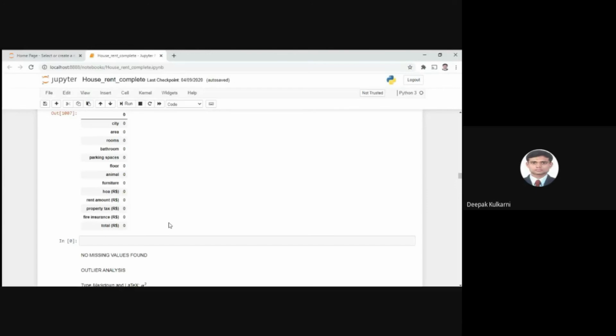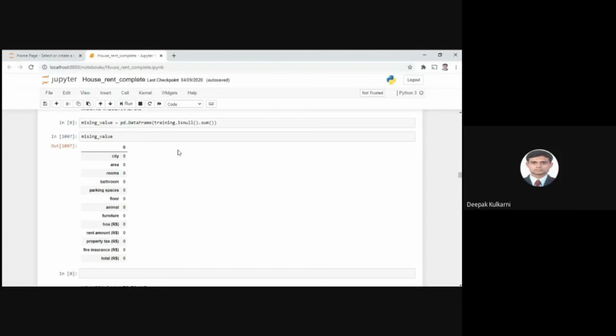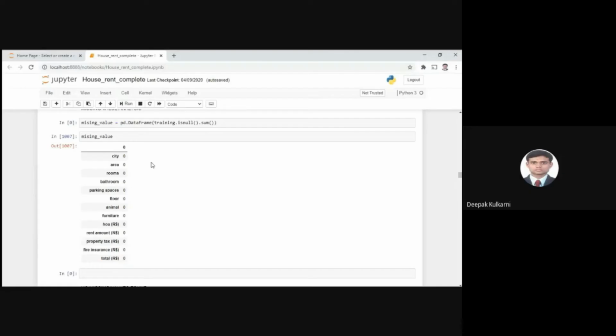The next point is the missing value analysis. These are the values: city, area, rooms, these are the columns. The missing value analysis gives us how many missing values are present. If you look, there are no missing values present. That is written here. Next is the outlier analysis.